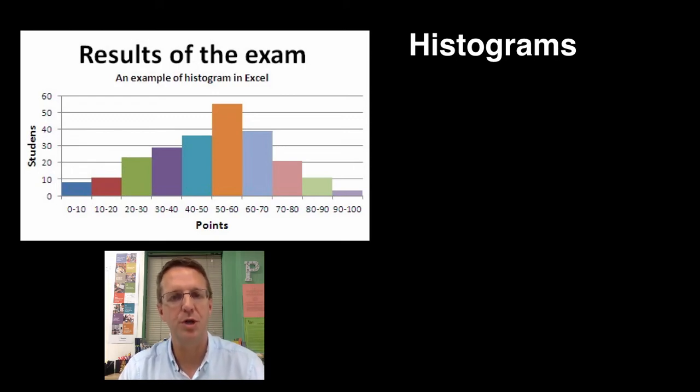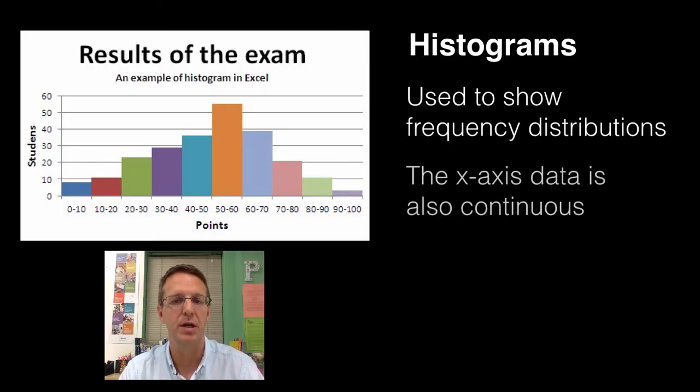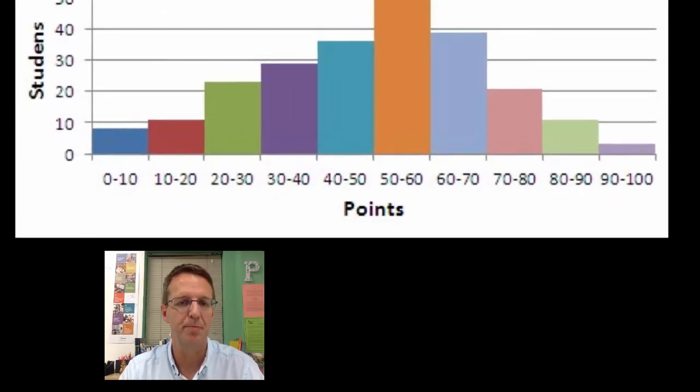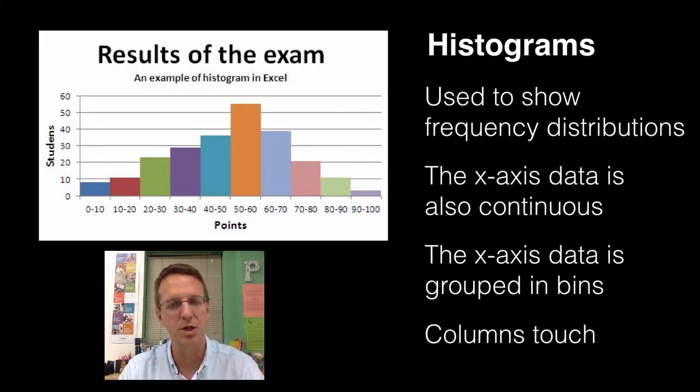So histograms can be used to show a frequency of distribution. In this case, the x-axis is also continuous data, but the difference here is that x-axis data is put into bins or groups. And so what we see here is we've created bins of 10 points each along the x-axis, and then we can show how many students got between 50 and 60, how many got between 70 and 80, and so on. The thing that separates this from a column graph, though, is because the data is continuous, the columns actually touch, as opposed to in a regular column graph where they're separated.